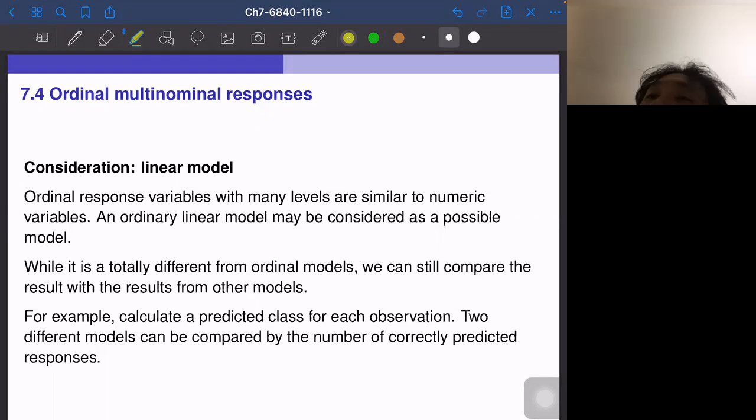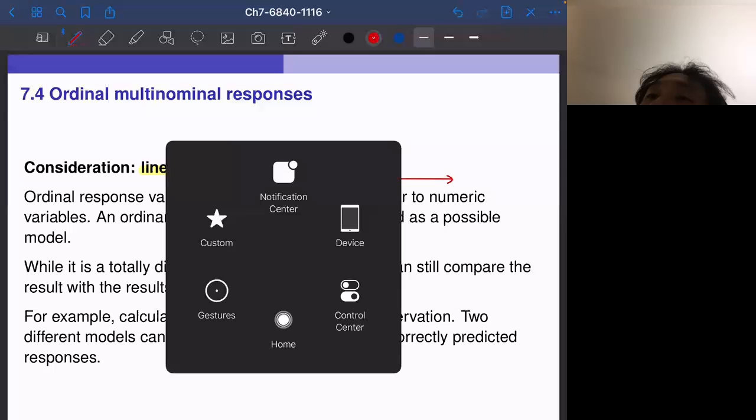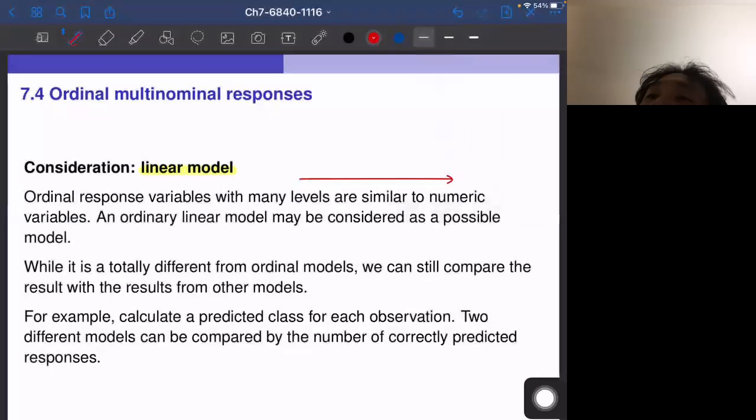So first is the linear model. The ordinal variable has more values than, for example, the binary variables. Suppose that this is the predictor and y is the response. Suppose y has only 5 levels, but still it makes some sense to fit the linear model.